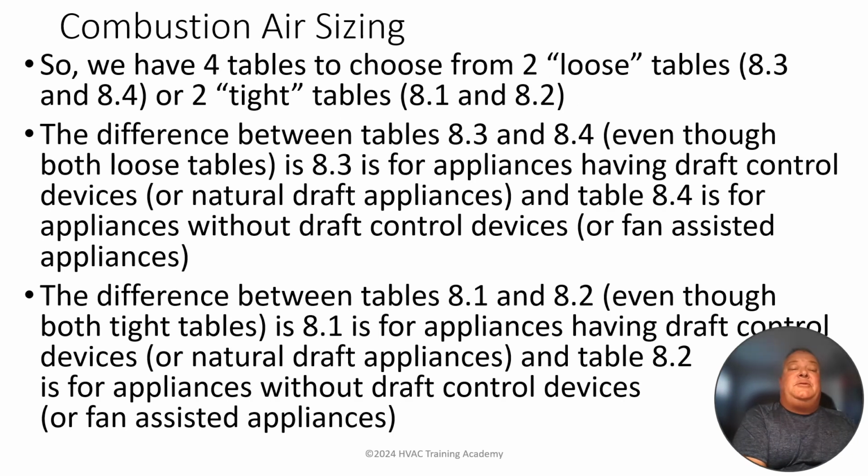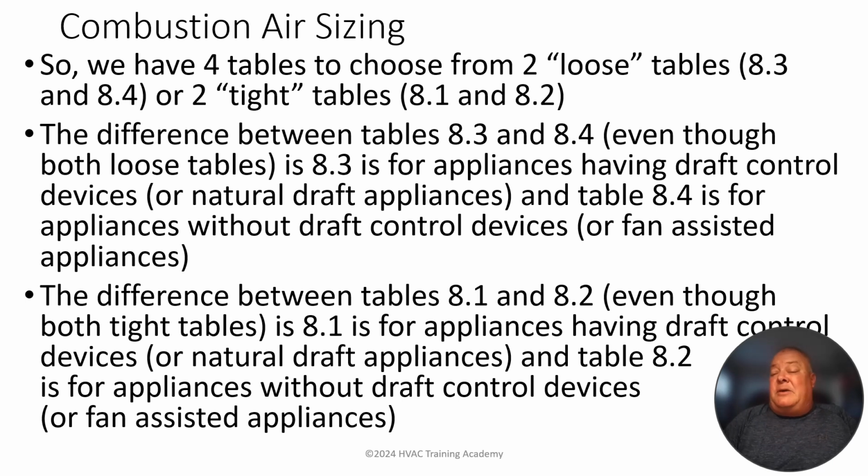So now we have two tables. We have four tables to choose from overall: 8.1, 8.2, 8.3, 8.4. And two of those are tight tables, table 8.1 and 8.2. So the difference between tables 8.3 and 8.4, even though they're both loose tables: 8.3 is for appliances that have draft control devices, or if you want to look at it this way, natural draft appliances. Table 8.4 is for appliances without draft control devices, or what we call fan-assisted appliances, that are going to be in loose houses.